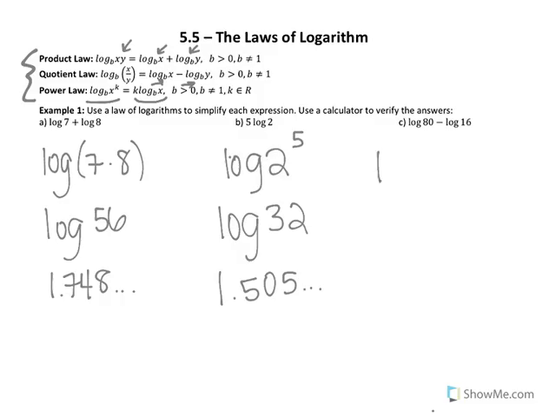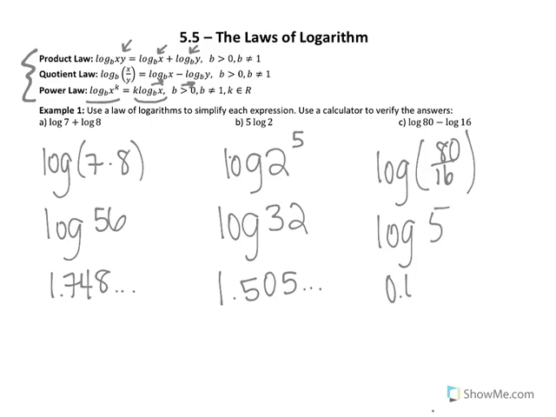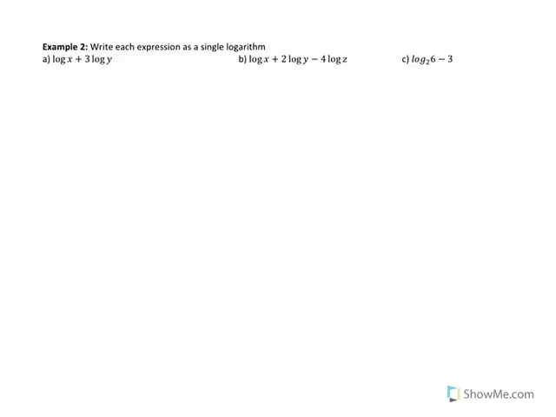Okay, the next one is log. It's subtraction, so we can write it as 80 over 16. And 80 divided by 16 is 5. And log of 5 is 0.698. So there's some simplifying. We can also go more complicated than this.